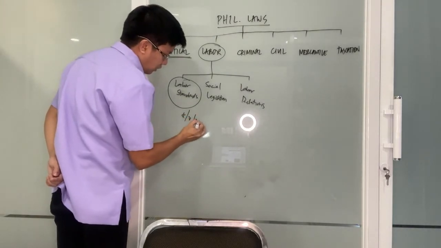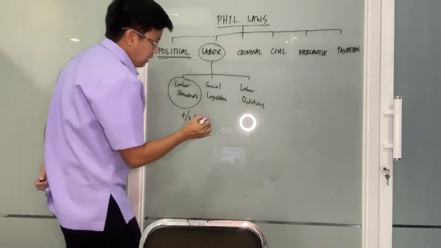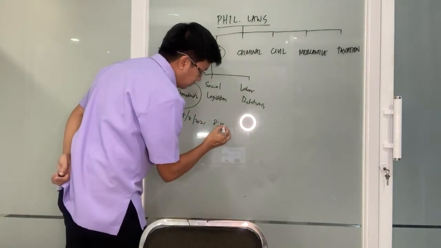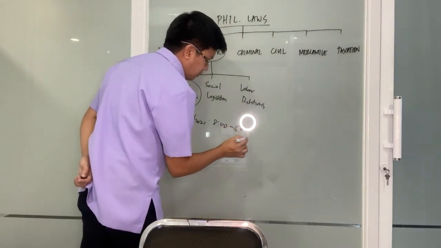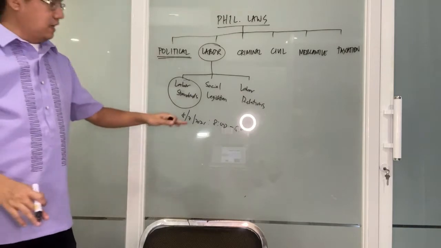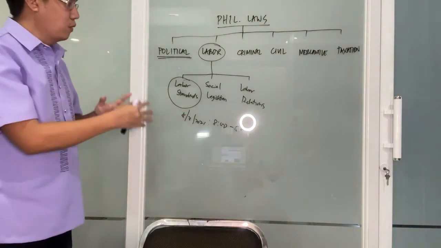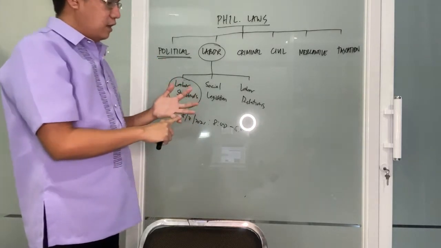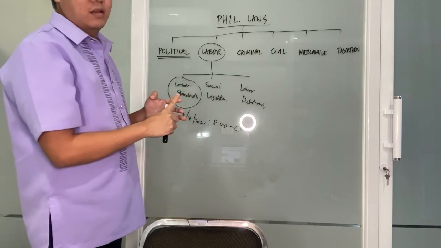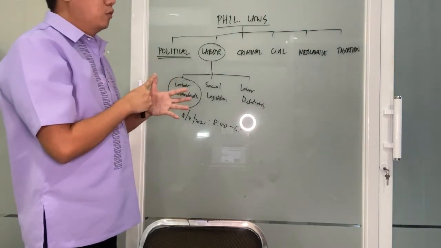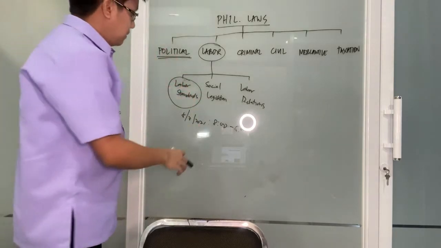August 3, 2021. Your schedule here is from 8 o'clock to 5 o'clock. This is the ideal duration of working hours. Makumpleto mo talaga. 8 to 9, 9 to 10, 10 to 11, 11 to 12, 12 to 1 is break, then 1 to 2, 2 to 3, 3 to 4, 4 to 5. So that's 8 hours.